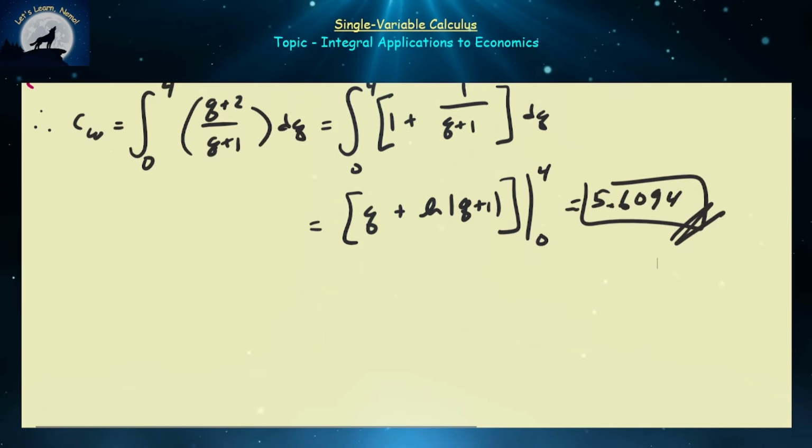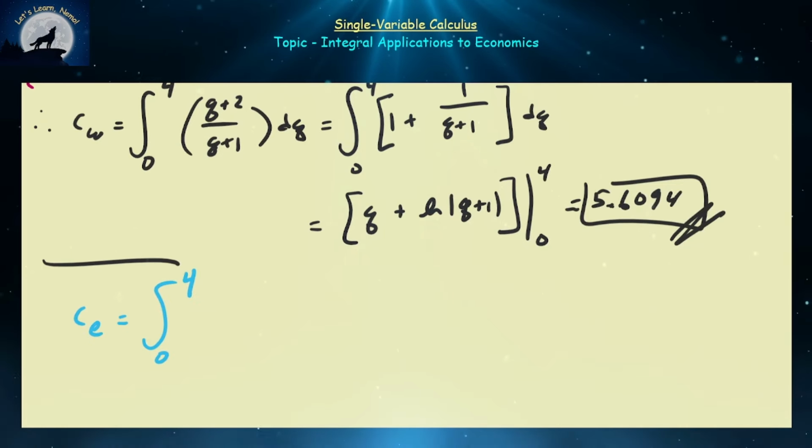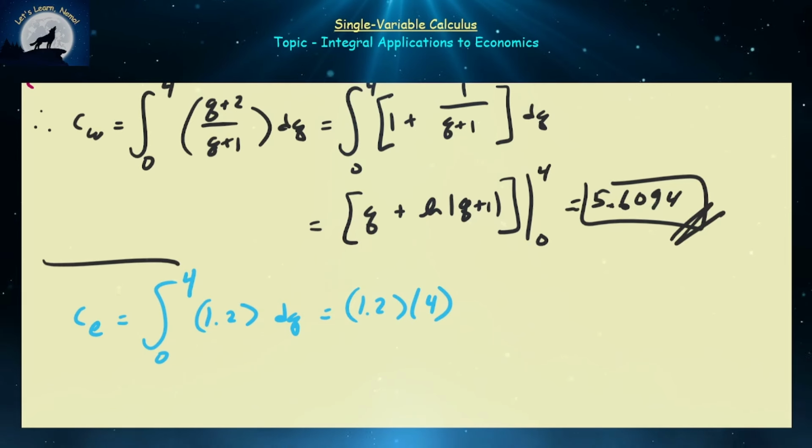From here, we can calculate the consumer expenditure in a similar fashion. So the consumer expenditure, again, will be equal to the integral from 0 to 4 of which curve? Well, it's going to be the horizontal curve, or the P* value, which we found to be equal to 1.2. And we just need to integrate this with respect to Q. So that's going to be equal to 1.2 times the length of the rectangle, which in this case is 4, and that's equal to 4.8.